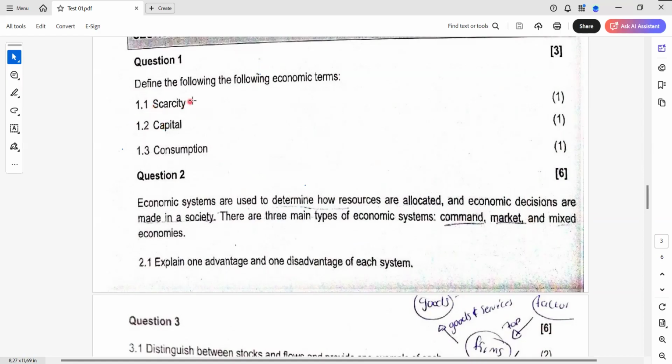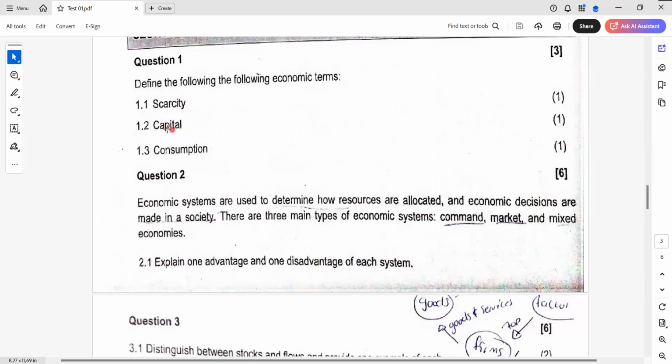So this is basically defined as having limited resources, because we use this word interchangeably. We can say scarce resources or limited resources. So it's basically a situation where we have limited resources and we are unable to satisfy our unlimited needs and wants.